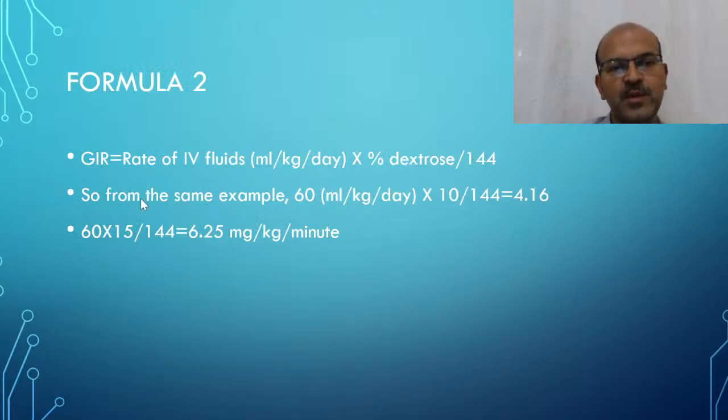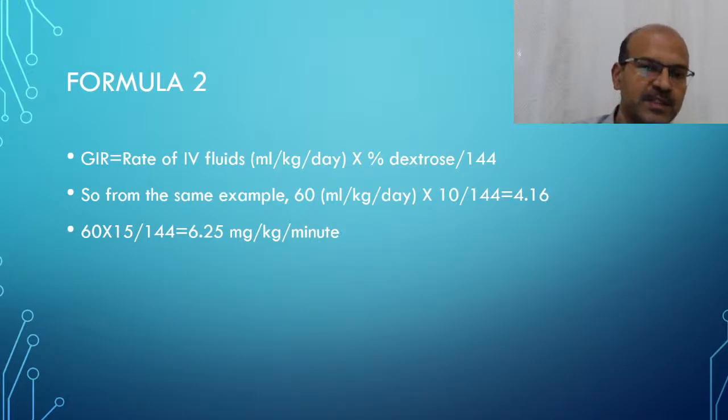The second formula is easier as well, and mainly because we use the ml per kilo per day and you don't need to convert it to ml per hour. So once you know the ml per kilo per day and the strength of dextrose, you just divide that by 144. So 144 is nothing but the number of minutes in a day. 60 times 24 is 1440, and the 0 in the 10 gets cancelled out by the conversion.